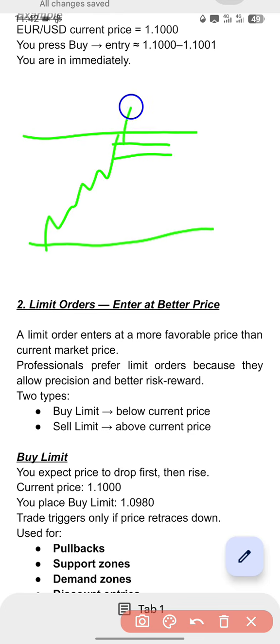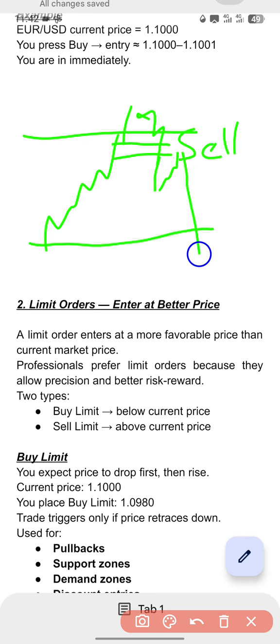Then price breaks above the resistance, traces back down, then you place a sell limit at this level. Place a sell limit order at this level. Then price returns back to that inverted FVG and sells off to take out this sell side liquidity. Now from this level to this level, you are making profit. That is what a limit order means.